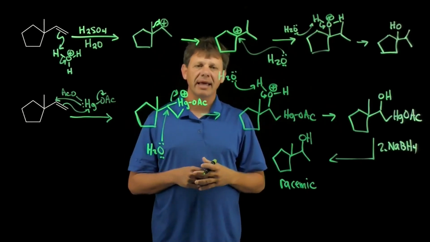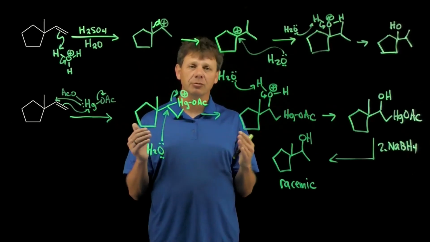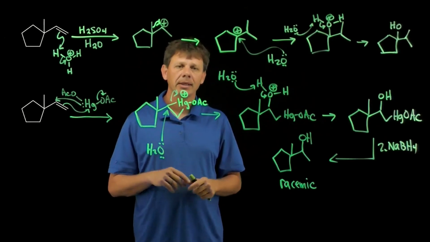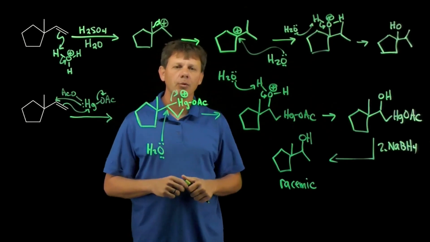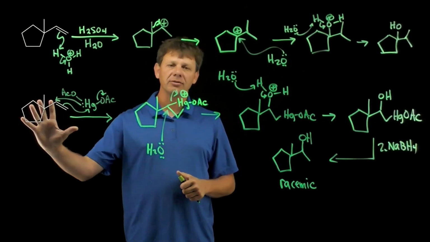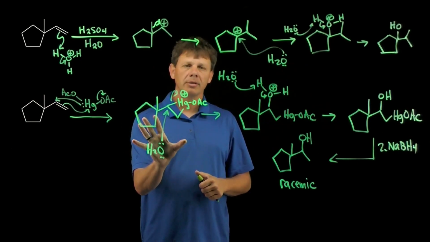What was the origin of that difference? Given that both reactions were technically adding water to the alkene, the bottom one using mercury avoids rearrangement by a concerted reaction to form the mercurinium ion.